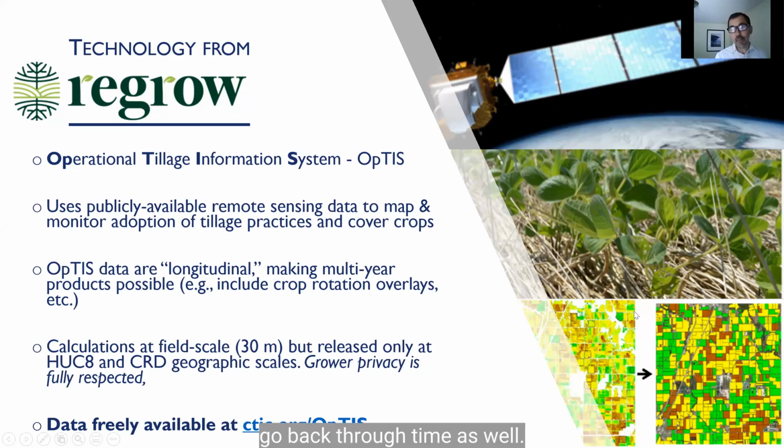And just to note, these data go back through time as well. They're longitudinal. So at the field scale, we track and model each of millions of farm fields through time, looking at changes in management practices, including crop rotations and tillage practices and cover cropping. And again, that information is processed at the field scale, but then summarized and distributed at the aggregated scales for public insights. And those summarized data are freely available. You can visit CTIC's website to gain access and use the new tools that we'll talk about today.